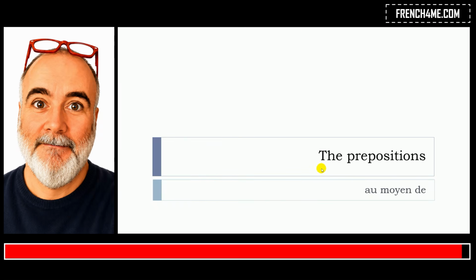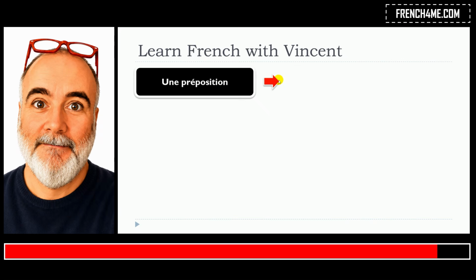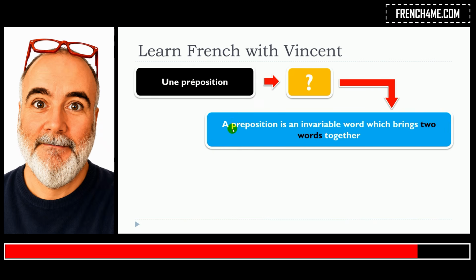In this lesson, we will see together the prepositions and more precisely, au moyen de. So, of course, the first thing that we need to see together is what is une préposition? Well, a preposition is an invariable word which brings two words together.